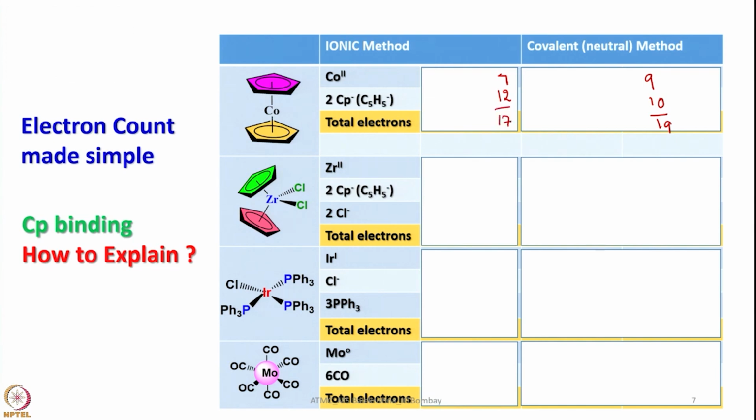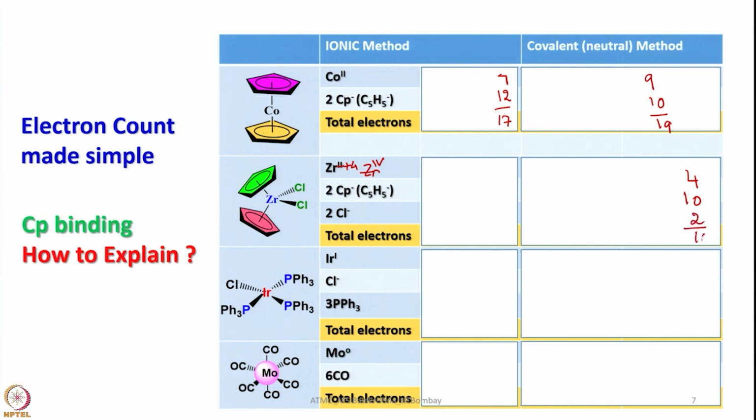And zirconium is 4d2 5s2. So, this is in plus 2 state here, but if it is plus 2, only 4 are there. So, it cannot be in plus 2 state, it has to be in plus 4 state, that is the zirconium 4 state. So, if you go for the covalent method, we have 4 electrons here and 10 electrons are coming here, and 2 electrons are coming here.